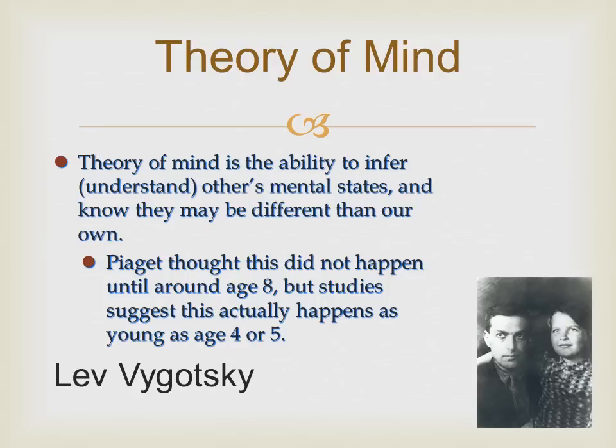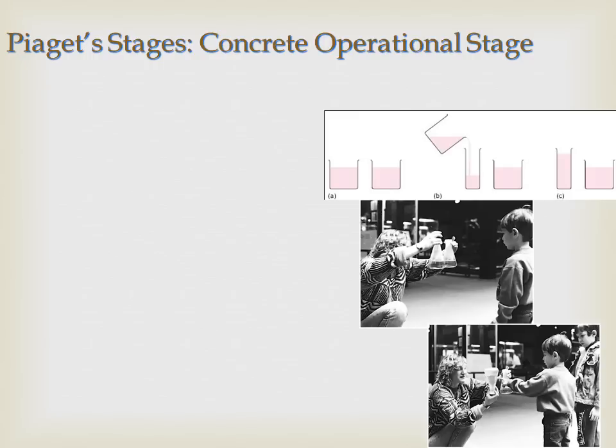And this is what Vygotsky learned, a researcher who worked under Piaget. We learned that he actually explored this area and found out that, no, maybe Piaget is wrong. The theory of mind begins to develop a little bit earlier.